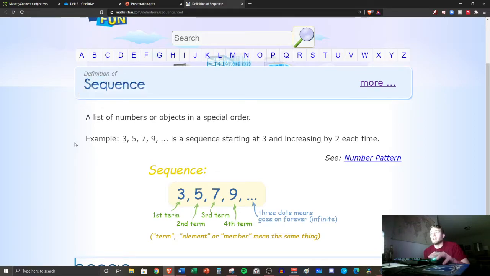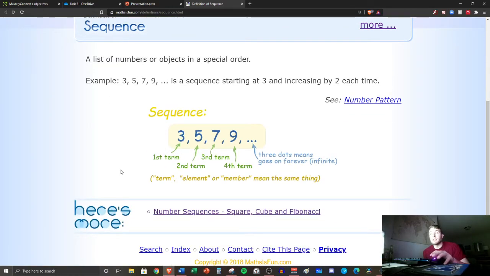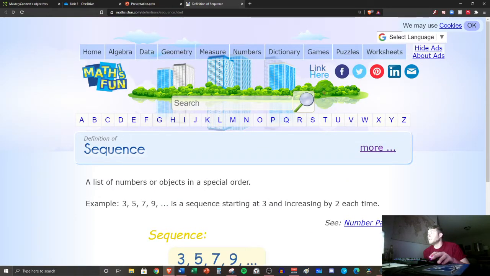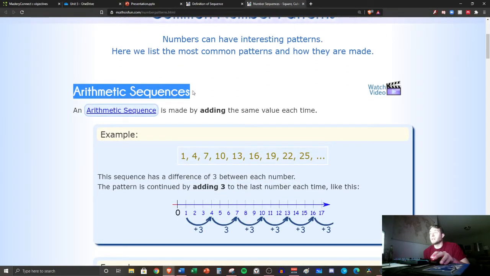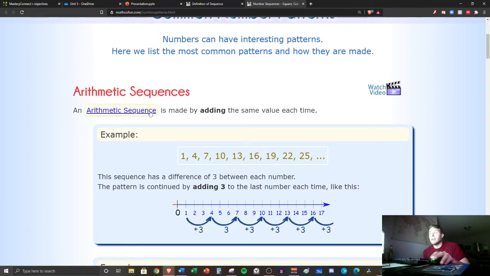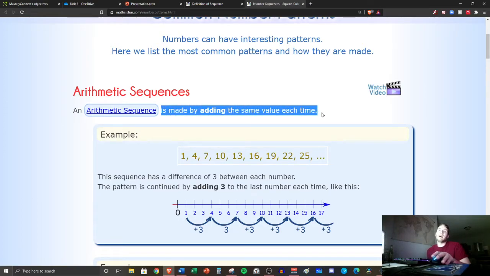What we're particularly interested in is what an arithmetic or geometric sequence is. So the next definition that we're going to be looking at is an arithmetic sequence. Go ahead and write down the words arithmetic sequence. And then, here's our definition: an arithmetic sequence is made by adding the same value each time. So that's our definition for it.